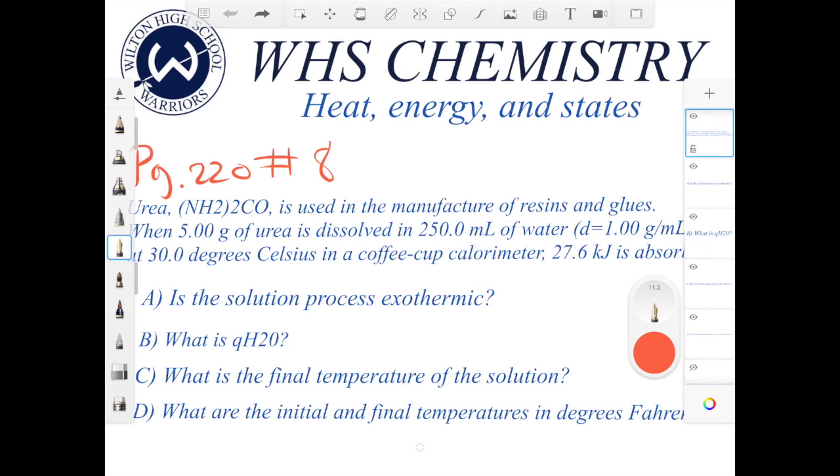Part A asks if the solution process is exothermic. For Part B, we need to find Q of H2O. Part C is asking for the final temperature of the solution, and Part D asks what the initial and final temperatures are in degrees Fahrenheit.